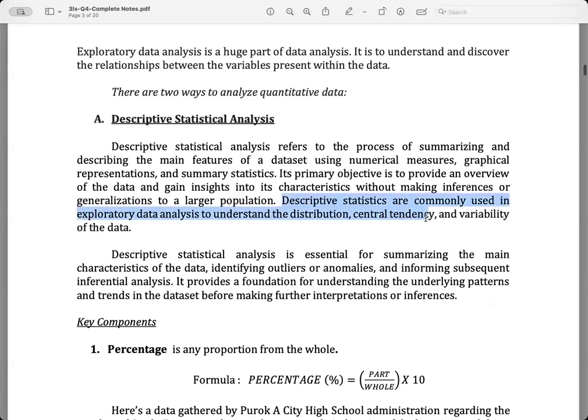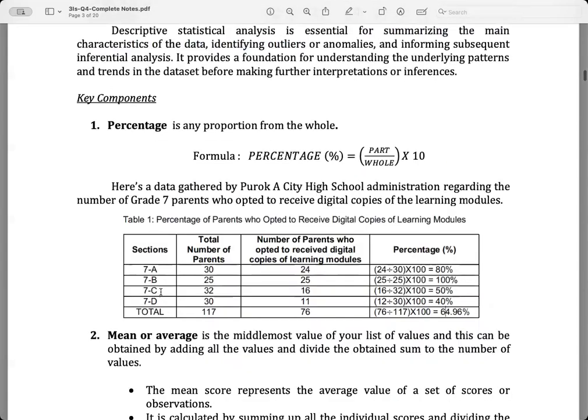So remember that descriptive statistics are commonly used in exploratory data analysis to understand the distribution, central tendency, and variability of the data. Now, class, I want you to take note of this: distribution, central tendency, and variability of the data. This is where we put our attention in descriptive statistical analysis. Okay, and remember that this is essential for summarizing the main characteristics of the data, identifying your outliers or anomalies, and informing subsequent inferential analysis. It also provides a foundation for understanding the underlying patterns and trends in the data set before making further interpretations or inferences.